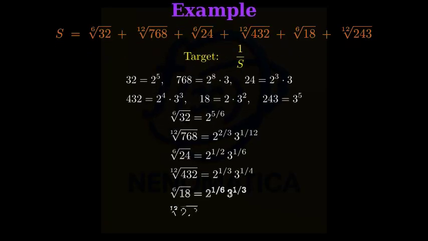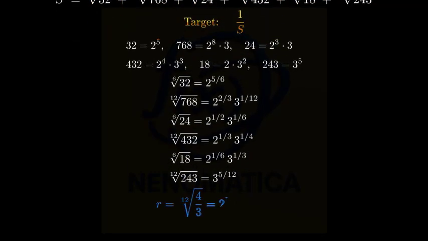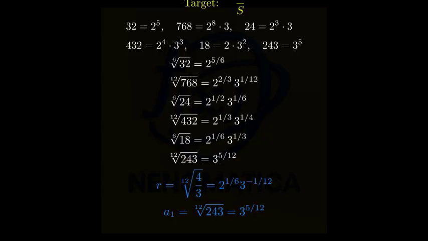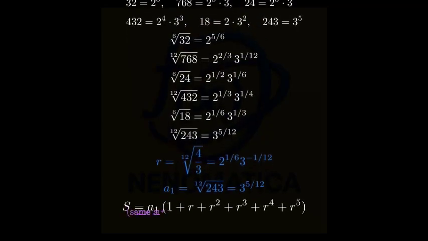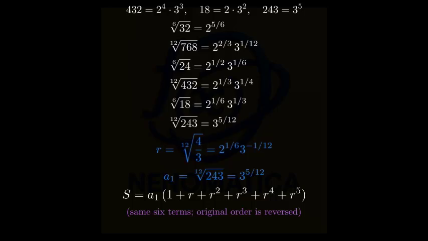Now, convert each radical into powers of 2 and 3. Step 2. Observe a repeating ratio. If we take the 12th root of 2 squared over 3, that is 2 to the 1/6 times 3 to the negative 1/12, and multiply by a term, we get the next term. Define r equals the 12th root of 4 over 3. Also notice that the last term, the 12th root of 243, is a convenient first term. Then our 6 terms are a1, a1r, a1r squared, up to a1r to the 5th, just in reverse order in the original sum.